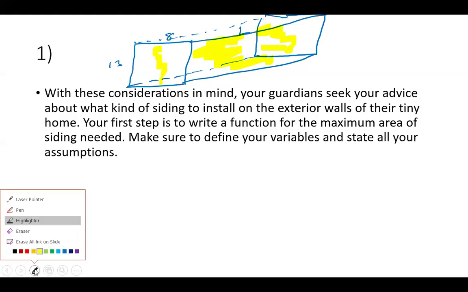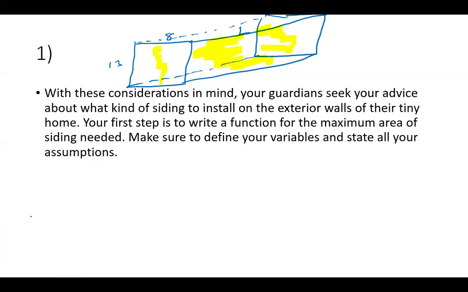In geometry, what is that called? Anybody? Everybody? What kind of area? Surface area. So we need to calculate our surface area. Surface area is just the sides. Your total surface area is your sides and your base. Y'all remember that from geometry?